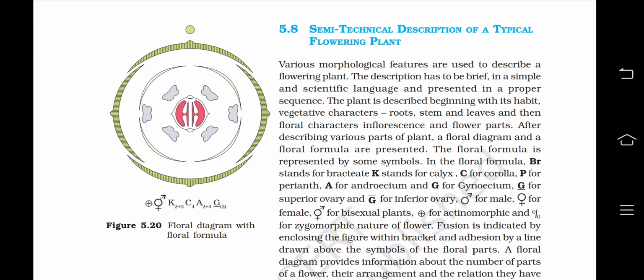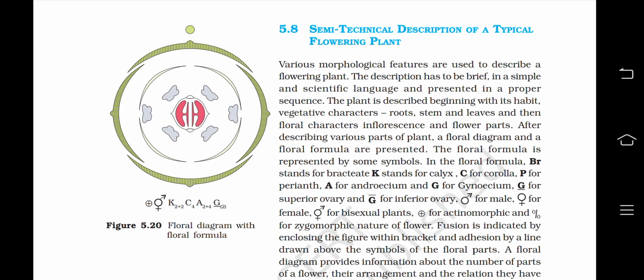The plant is described beginning with its habit, vegetative characters, root, stem, leaves, and then floral characters, inflorescence, and flower parts. After describing various parts of a plant, a floral diagram and a floral formula are presented. The floral formula is represented by some symbols.